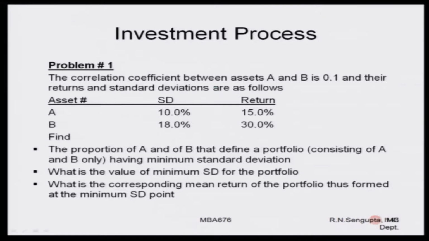For the benefit, obviously we will have different types of assignments, but I would request the students to read this problem. The correlation coefficient between two stocks A and B is given as 0.1, and their risk and return profiles are given. The standard deviations and returns are given. The proportions of A and B such that they define a portfolio consisting of A and B having the minimum variance point can be found using the concept of Lagrangian. Once we find the weights W1 and W2, which are WA and WB, you can multiply by the corresponding returns, find the return of the portfolio, and use the same formula for the variances to find the variance of the portfolio.